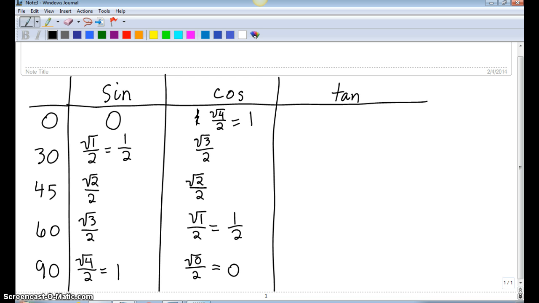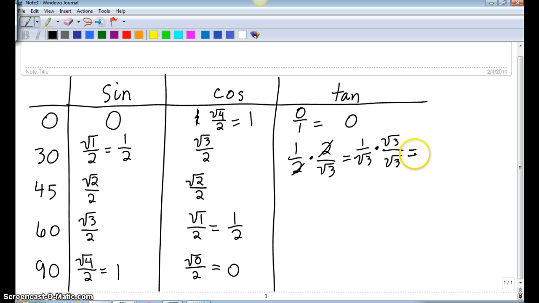Now tangent is just sine over cosine, so it's just 0 over 1, or 0. Tangent of 30 degrees, that's 1/2. Instead of dividing by square root 3 over 2, we're going to multiply by the reciprocal. So our 2's cancel and we get 1 over the square root of 3. Well, you won't see that in your tables or in any special values. You have to rationalize by multiplying top and bottom by the square root of 3. So what you end up with is the square root of 3 over 3.